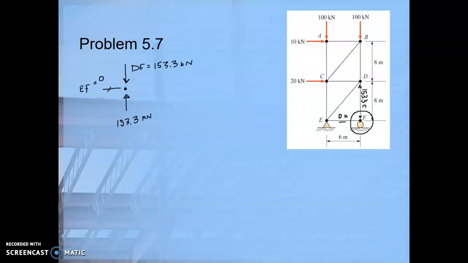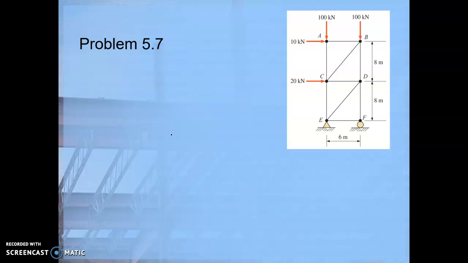We then analyzed joint F and found that member DF is in compression and carrying 153.3 kilonewtons of load, and that EF is a zero force member. It actually doesn't carry any load. So we're now going to move on to joint E.